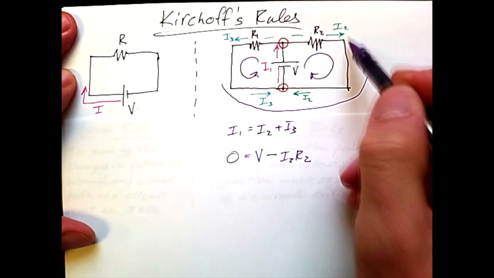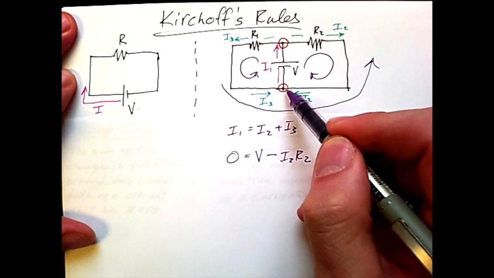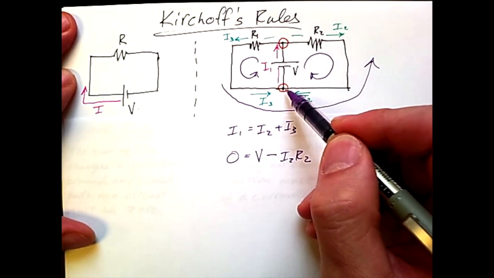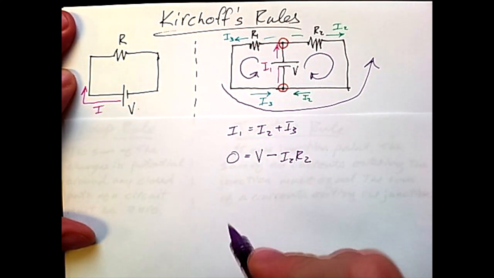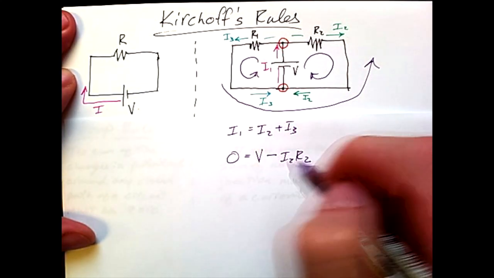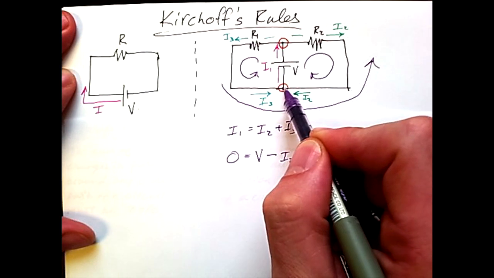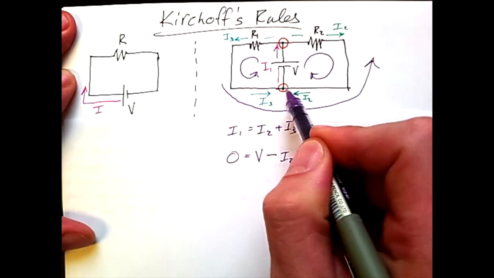I close around the loop, and I find that back to this junction, I've completed my circle. So this would be our first loop statement. The second loop statement would be starting at this position, going this way, following the current.